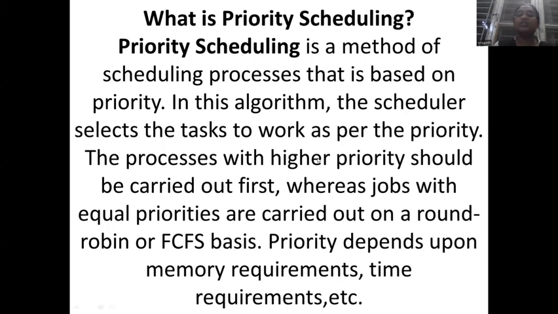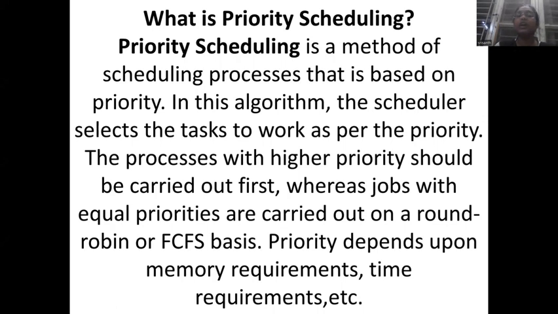Now we are going to discuss priority scheduling in operating systems. Let us see what priority scheduling is. Priority scheduling is a method of scheduling processes based on priority. In this algorithm, the scheduler selects the tasks to work as per the priority.